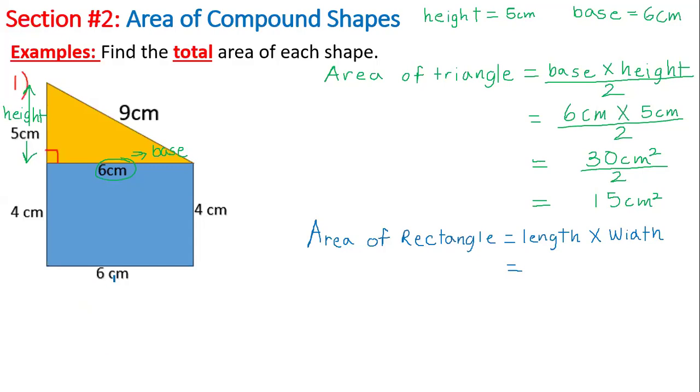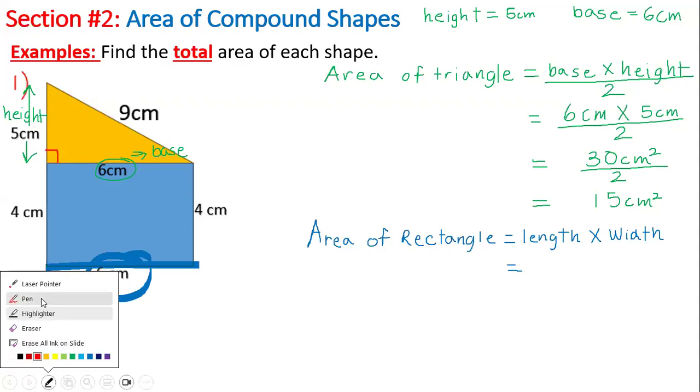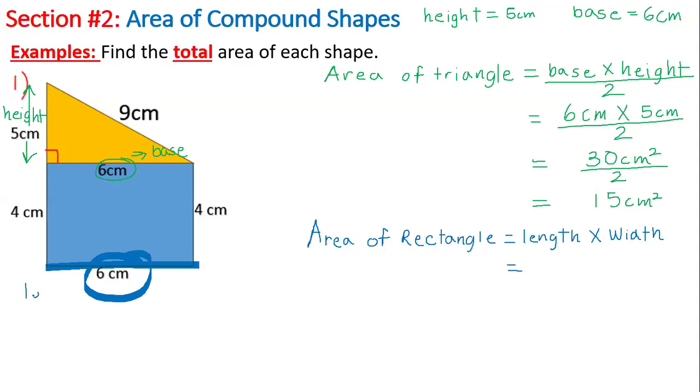So the length is going to be what? This side, right? 6 centimeters. The length is 6 centimeters. That's the length, right? What's the width? The width is the shorter side. So the width is going to be what? 4 centimeters. That's the width.